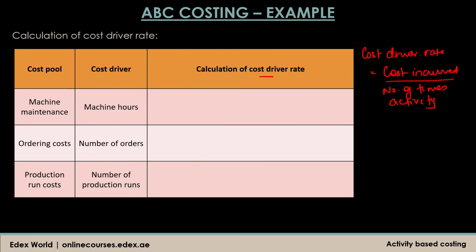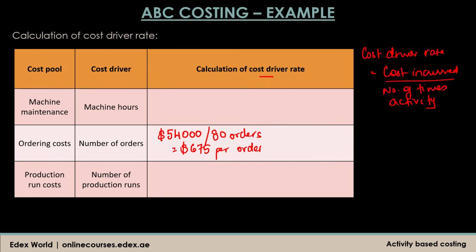So what we're going to do is calculate how much is the cost every time an order is placed, cost per order placed. So I'll go to the second one here, ordering cost. $54,000 was the overall ordering cost and 80 orders were placed during the year. So if we calculate the cost per order, it comes to $675 per order. So this is the cost driver rate when it comes to the ordering activity.